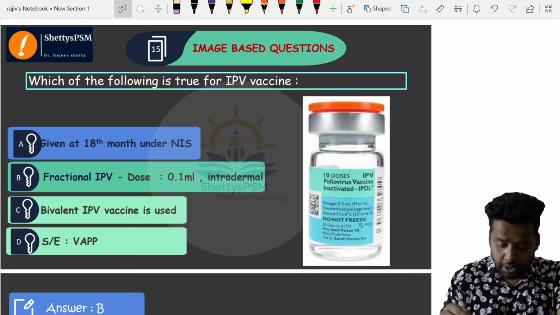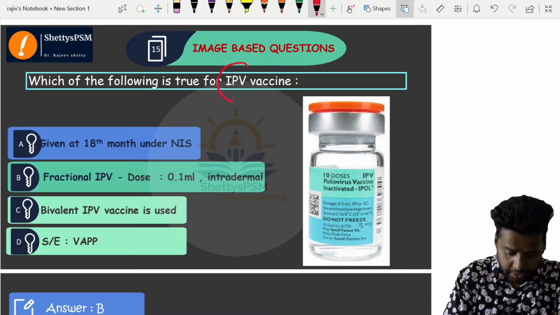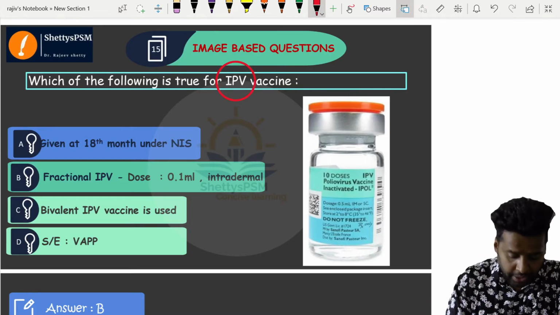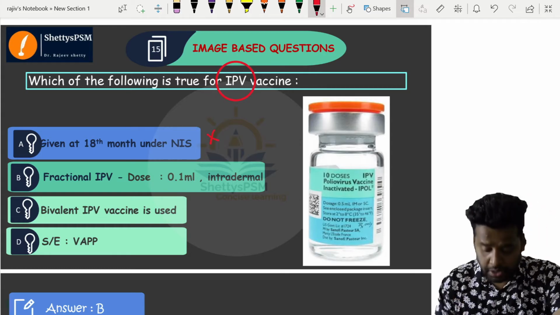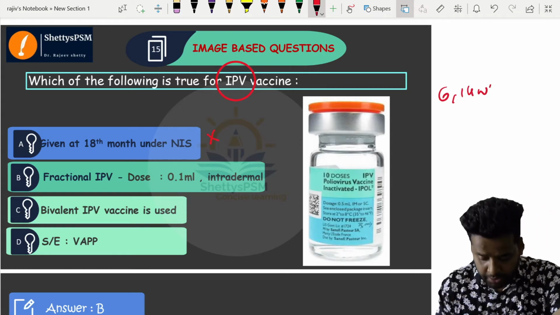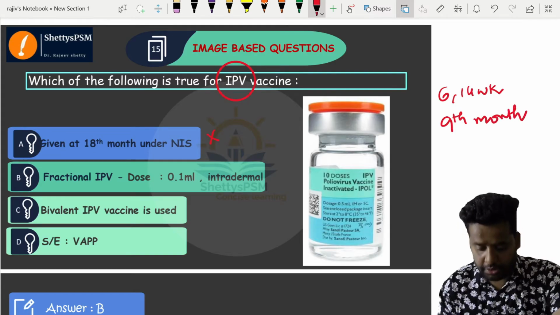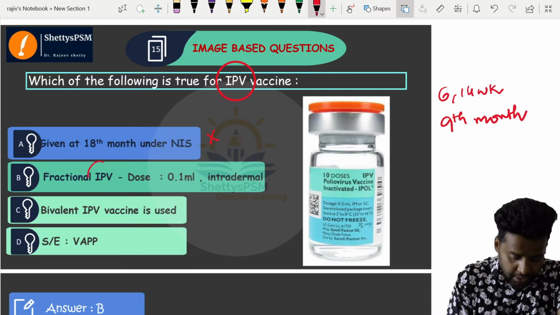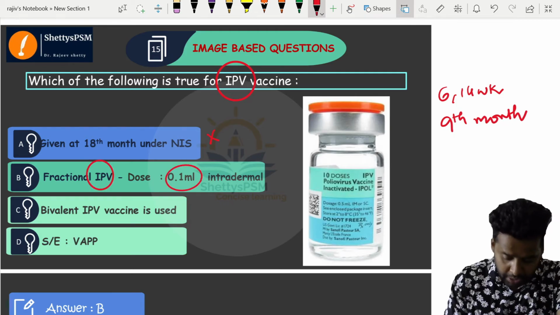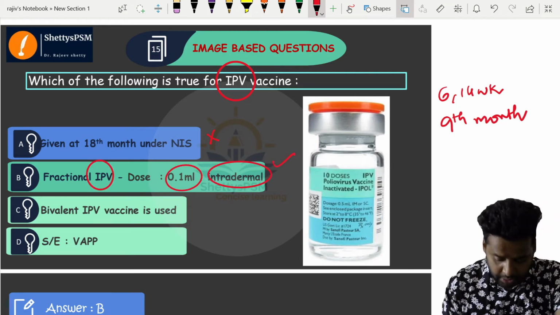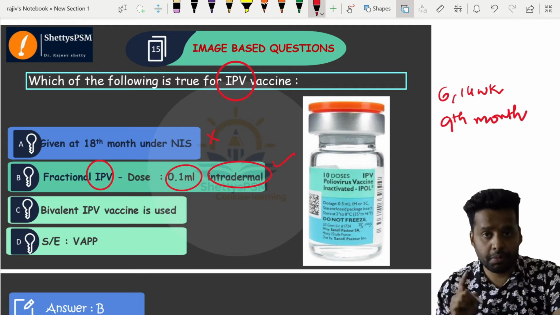Which of the following is true for IPV vaccine? So IPV vaccine is given at 18th month, no. The first and second dose at 6 and 14 weeks. Now the third dose is given at 9th month. This is one addition in the schedule. Fractional IPV dose 0.1 ml intradermal. This is correct. So it is intradermal 0.1 ml.